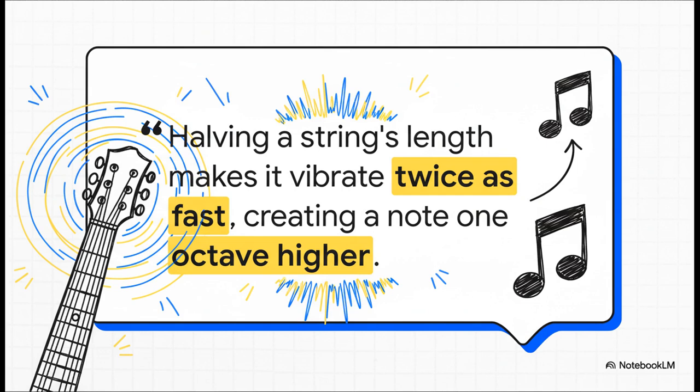Here's a great way to actually visualize this. Picture a guitar string. If you press your finger down exactly at the halfway point, that's the 12th fret for any guitar players out there, and you pluck it, the note that rings out is precisely 1 octave higher. By cutting the vibrating length in half, you force it to vibrate twice as fast. That's physics in action right there.